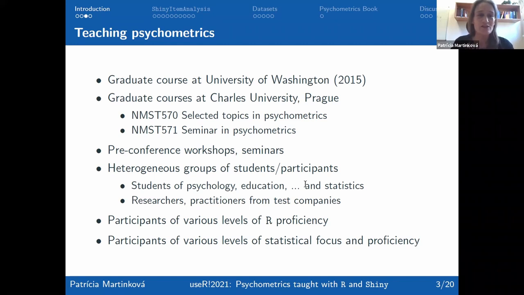Let me now share my experience teaching psychometrics as an interdisciplinary course to a very heterogeneous audience. As a Fulbright alumna at the University of Washington in Seattle, I got the opportunity to teach psychometrics to graduate students. Since my return back in Prague, I have built two interdisciplinary courses at the Faculty of Mathematical Studies at the University: a graduate course devoted to the computational aspect of psychometrics covering main psychometric topics, and a seminar open to recent research and guests.